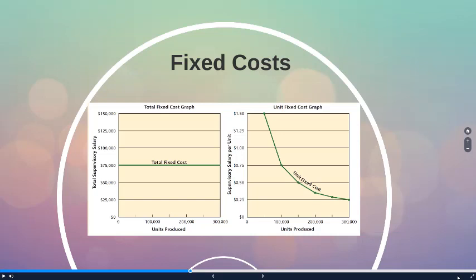Now let's take a look at how this relates to our fixed costs. Remember, in total, our fixed costs remain constant. Therefore, in that first graph, you can see how that line just stays the same. It never changes, no matter how many units we produce. Whereas on a per unit basis, you can see how our fixed costs will go down the more units we produce. Therefore, on a per unit basis, we would be paying less per unit as our production increases.